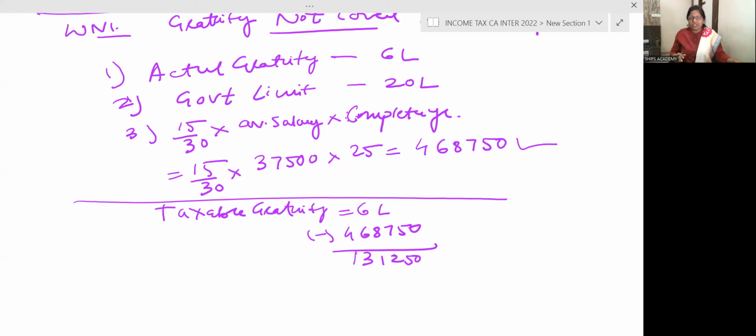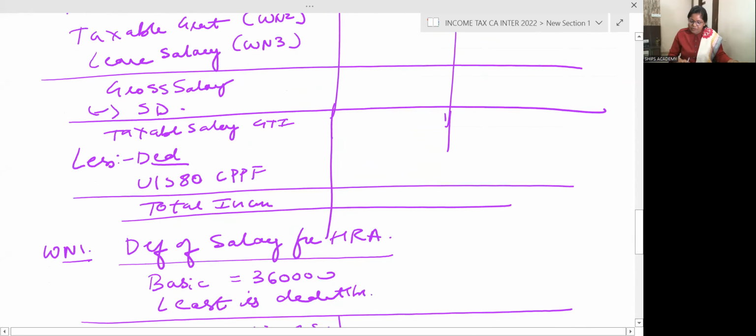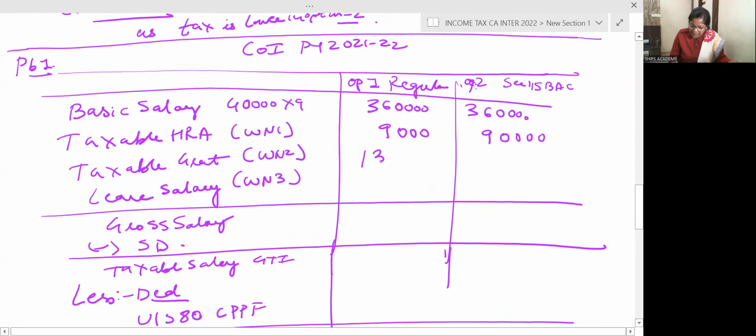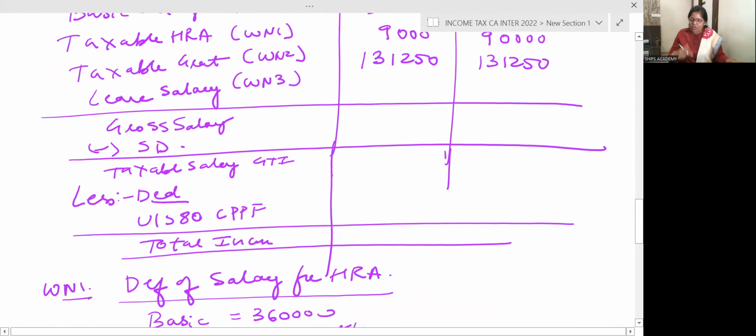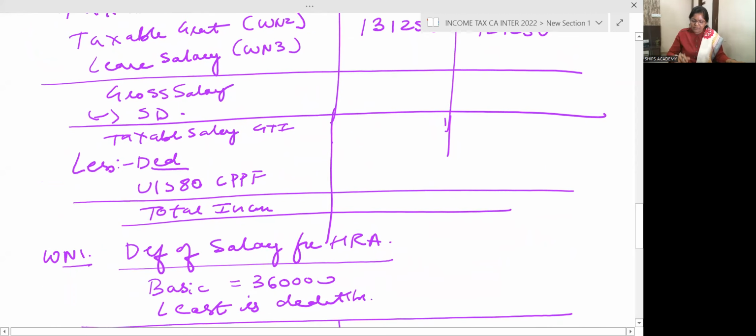Is this exemption allowed under section 115BAC also? Yes. Retirement benefit, it is allowed even in 115BAC. So at both the places, please come and write 1,31,250. Gratuity exemption is allowed. What is not allowed is a small list: 10(13A), 10(14), and the minor one, 10(32).